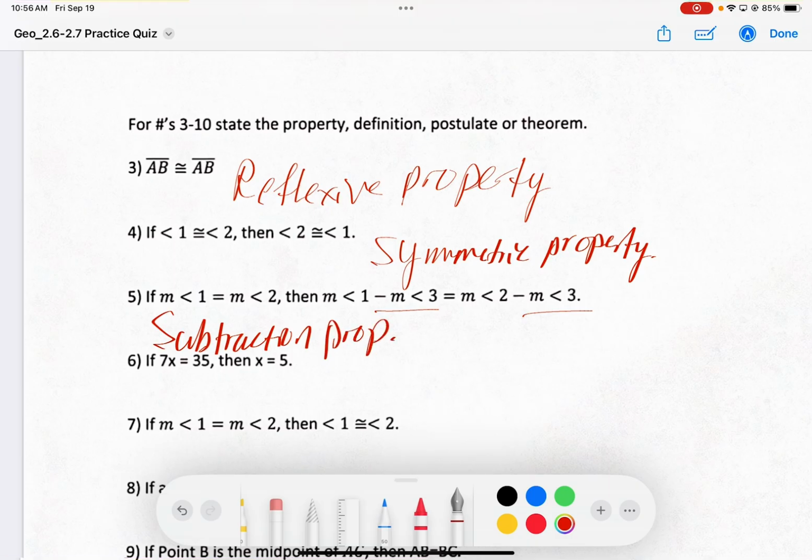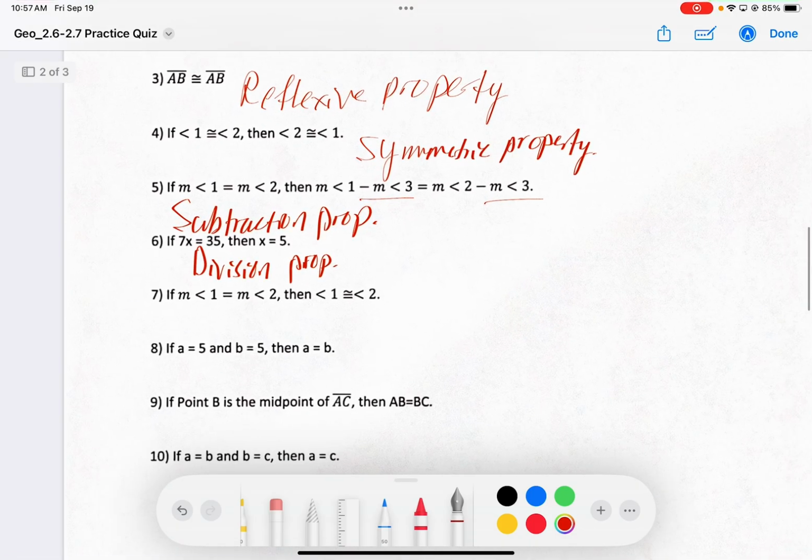If 7x equals 35, then x equals 5. It's division property. All right, good. If the measure of angle 1 equals the measure of angle 2, then angle 1 is congruent to angle 2. Close. We're not talking about segments there, we're talking about angles. We would do definition of congruent angles. Good spot.